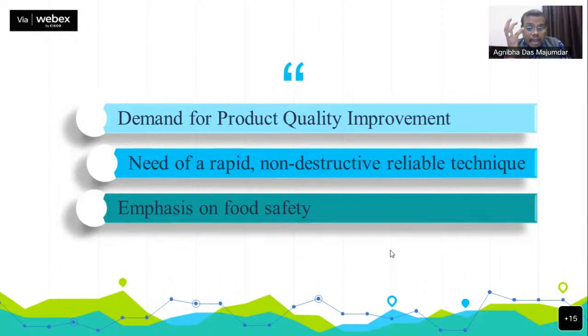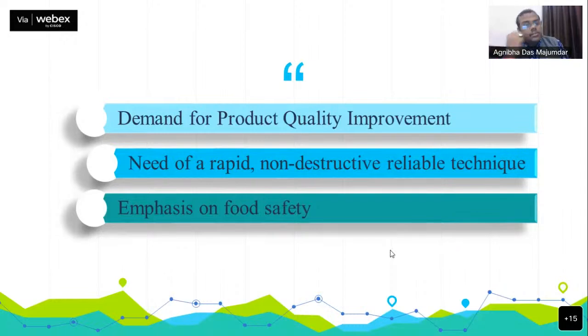It is also a very rapid, non-destructive, reliable technique, because it takes very little time to estimate the quality parameters of any food. And it is non-destructive because we don't have to destroy that food with any chemicals or chemical analysis, nothing else. We just have to put the samples in the sample holder of the infrared spectrometer. And within a fraction of a second, it will give you the entire result of the quality parameters.